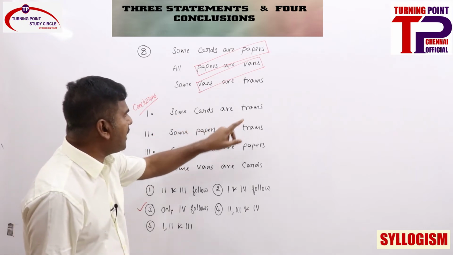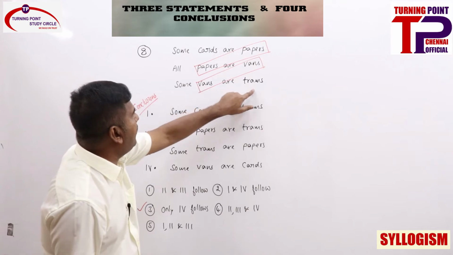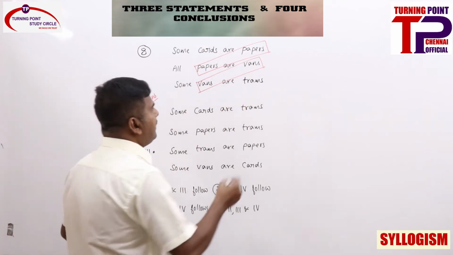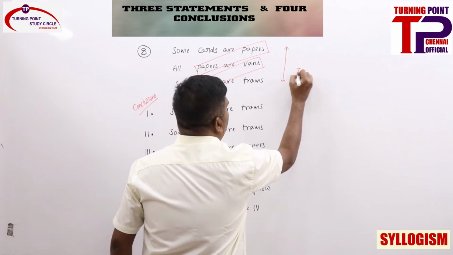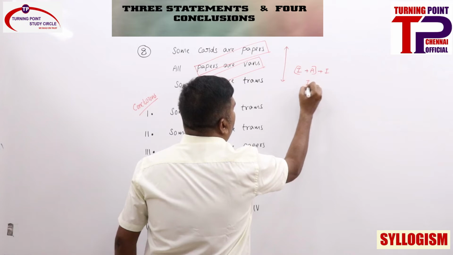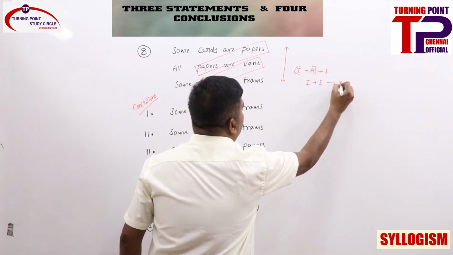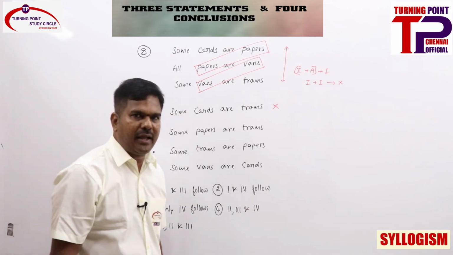First one, some cars are trams. Now, where are trams and where are cars? If you see, the third statement and also the first one. All these 3 together we need to match, right? What is the first one? I plus A plus I. What is I plus A? I. But I plus I gives no conclusion. That is the reason it is ruled out. Some cars are trams, ruled out. You won't be getting the answer.